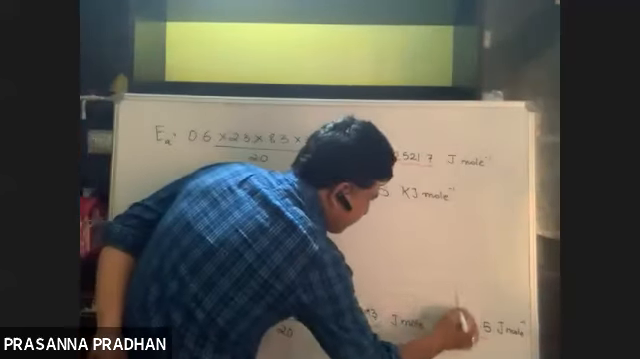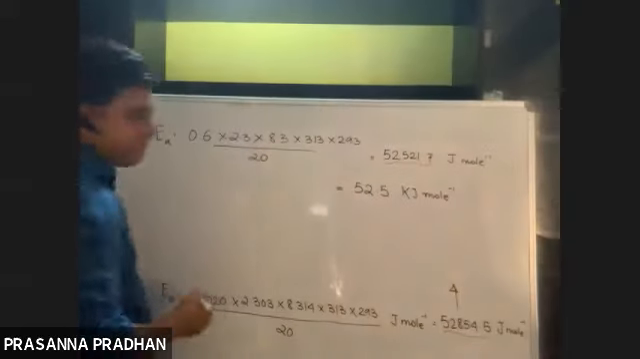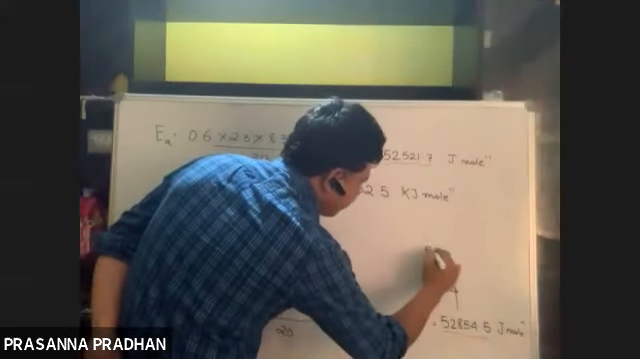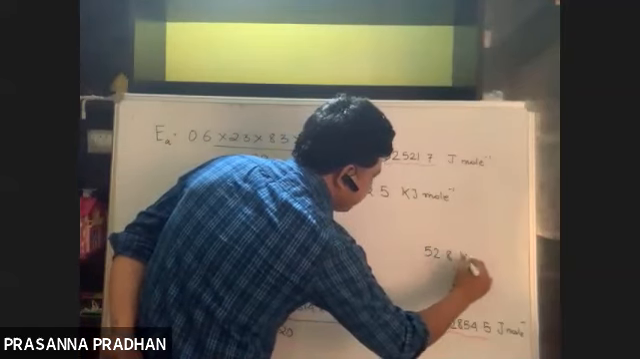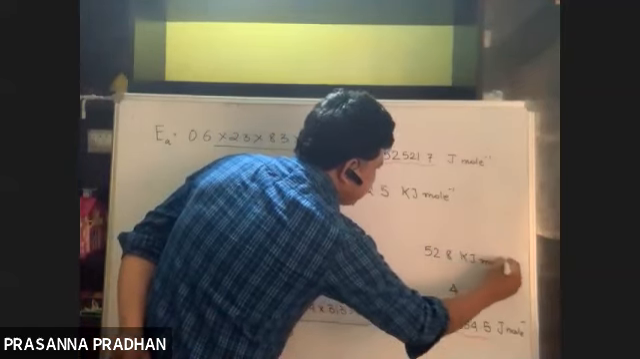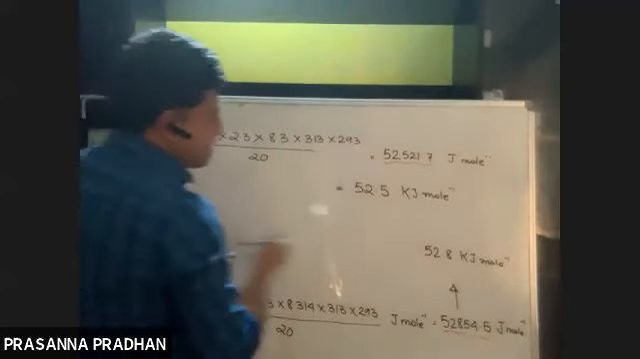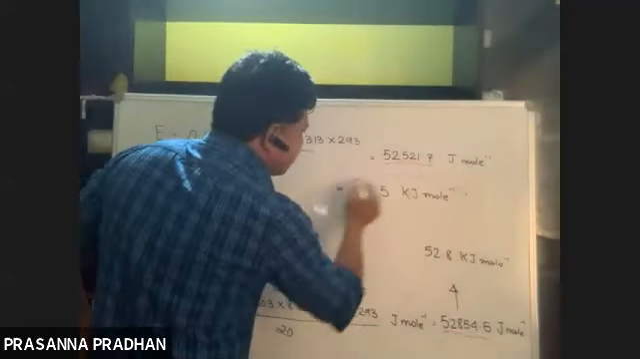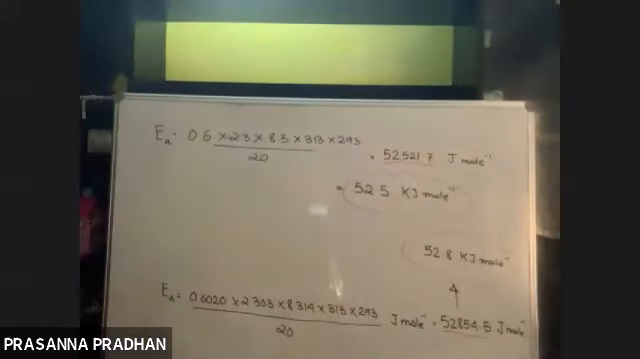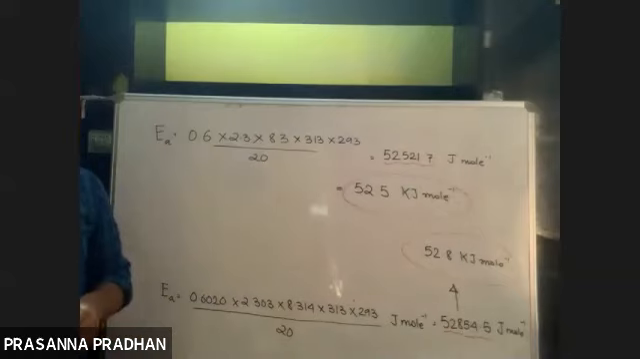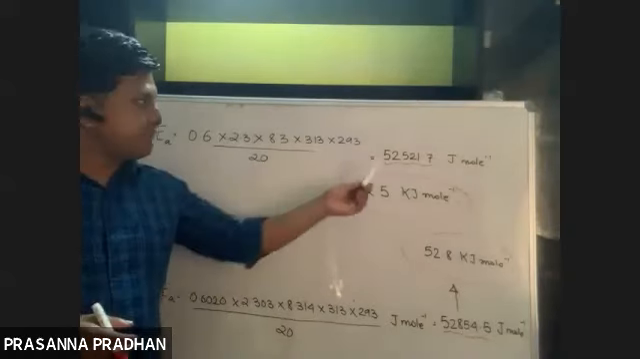Now let me again convert this into kilojoule. So what will be the answer in kilojoule? It will be 52.8 kilojoule per mole. Now you make a comparison of your answer in kilojoule. It's 52.5. Is there a big difference now in kilojoule?